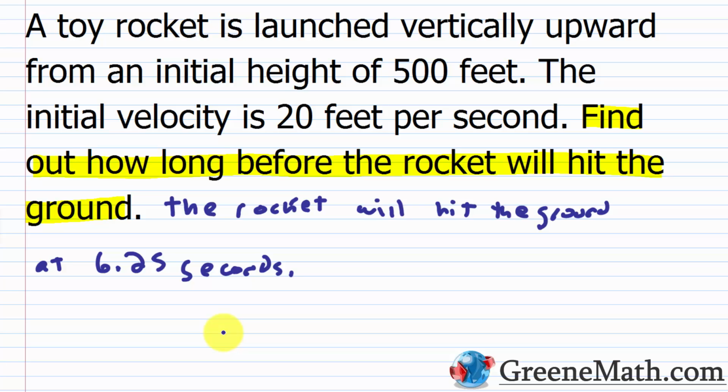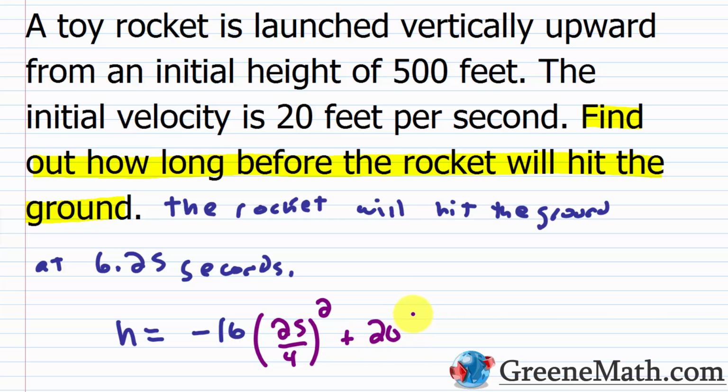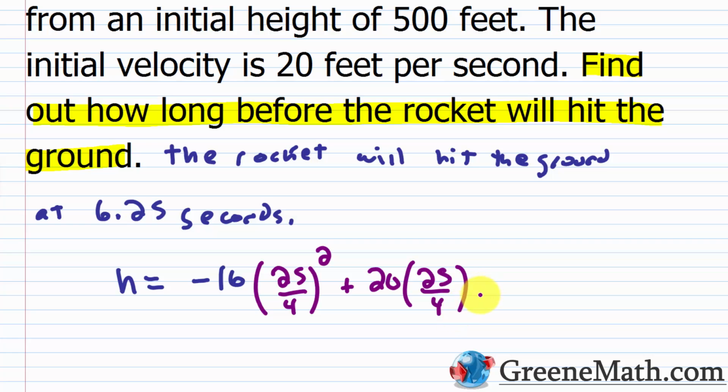Okay, so how about checking something like this? What would we do? Well, again, we just go through the formula again. h is equal to negative 16 times t squared. For t, I've got 6.25. Again, I can plug in a fractional form here to make it simpler, so I'm going to put 25 fourths, squared. Then plus v sub 0, the initial velocity, which was 20, times t, which again I'm going to put 25 fourths for. And then plus your s sub 0, which is 500, the initial height in feet. So h is supposed to be 0.